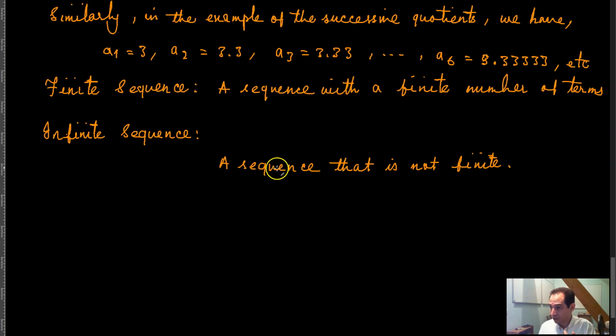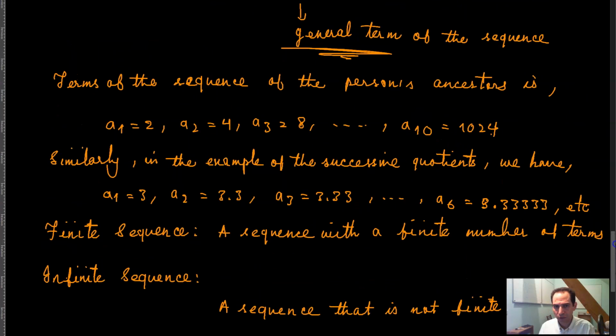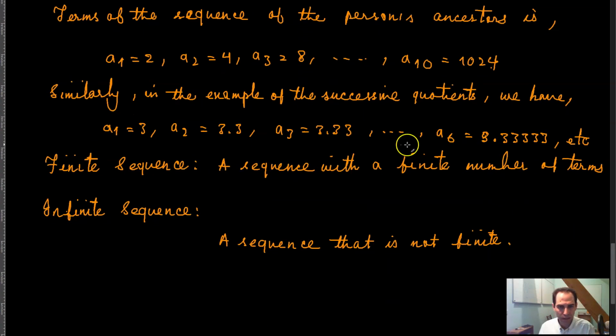So a sequence is called infinite if it's not a finite sequence. For example, the sequence of the successive quotients mentioned above is an infinite sequence. Infinite in the sense that it actually never ends. It just keeps going and going and going, right?